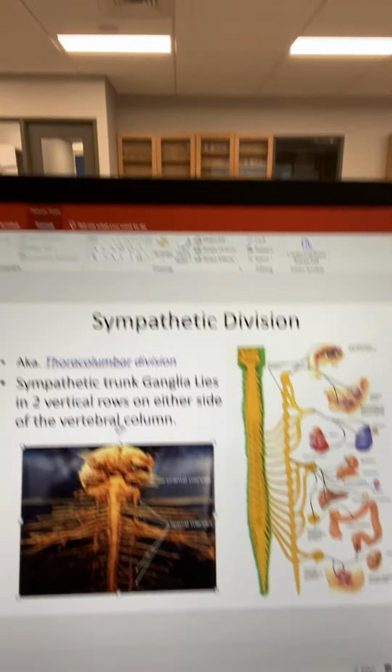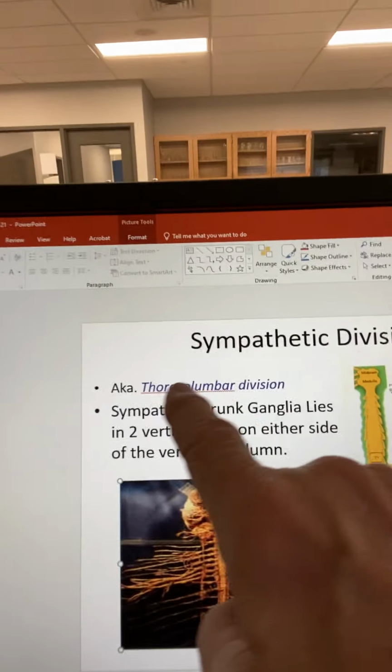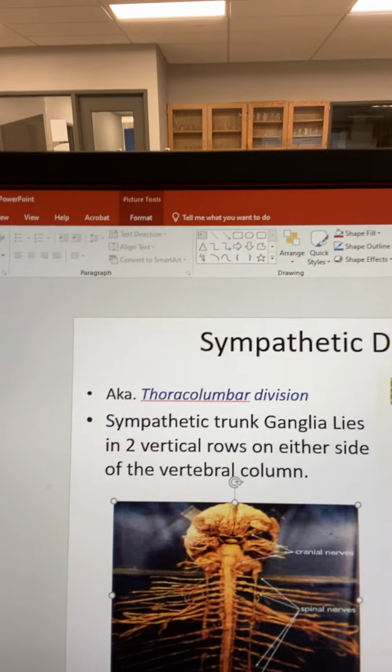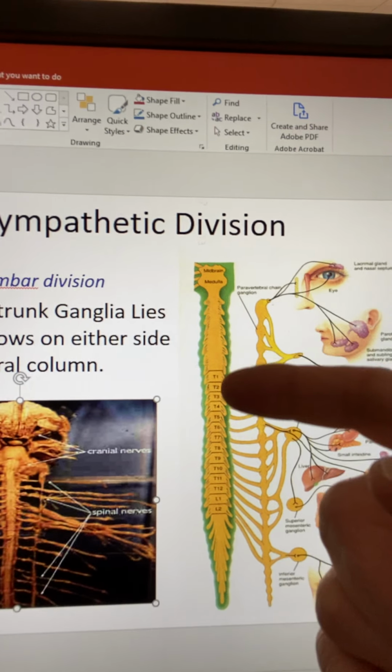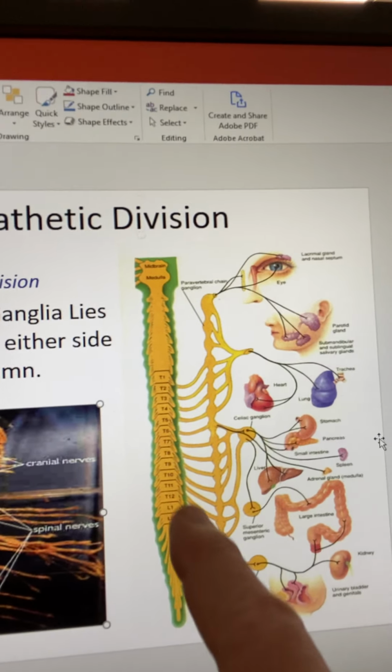Okay, so this is the sympathetic division, and it is also known as the thoracolumbar division. Now look at where the outputs are. This is thoracic, and then we get down here into the lumbar region. So the sympathetic division produces its outputs through spinal nerves from the thoracic and lumbar portions of the spinal cord. And that would be the preganglionic neurons, right? Because we said we have another one before you get to the effector, which will be the postganglionic neuron.